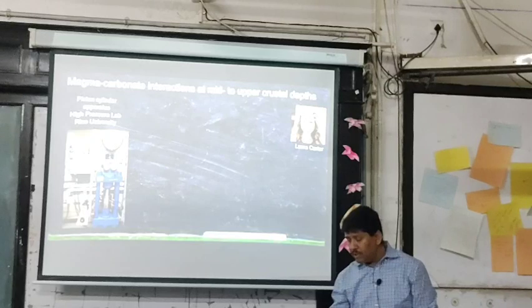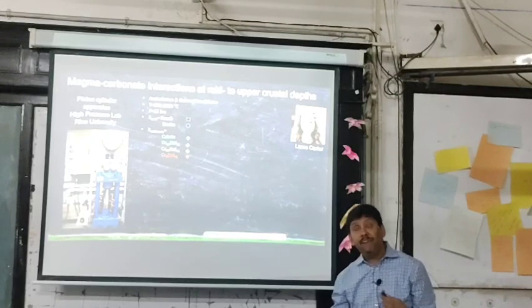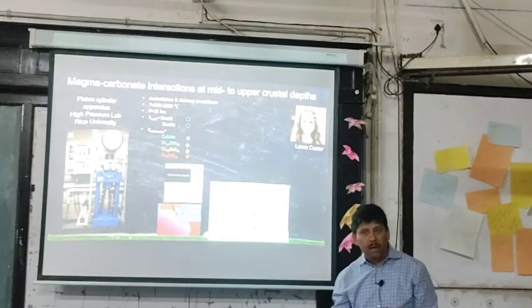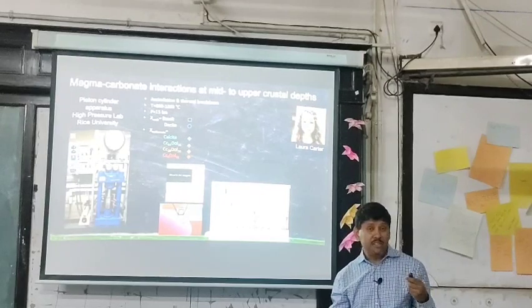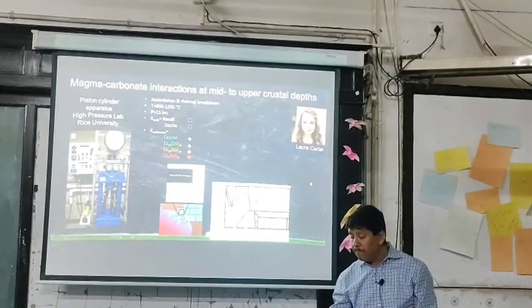So, as I mentioned, this is where Laura's work came in. What Laura did is a series of different types of experiments in the lab. One is a thermal breakdown of carbonates of different purity or composition, so calcium magnesium ratio varying, and cracking at what temperatures in the presence of a minor amount of fluid, whether or not carbonates can break down at shallow depths.